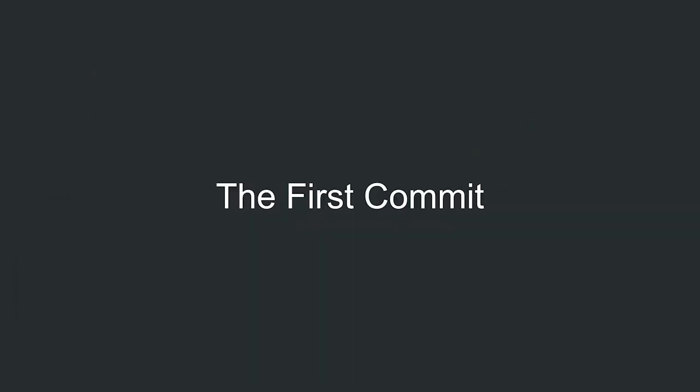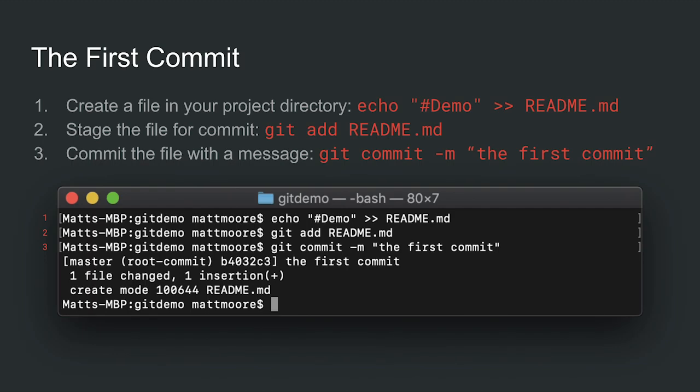All right, so let's talk about that first commit. First off, we're going to create a file in our project directory. We're just going to create a simple README right now. And second, we're going to stage that file for commit using git add README. Then we're going to commit the file with a message: git commit with the -m flag, and then "first commit". That's going to be the message pertaining to that commit.